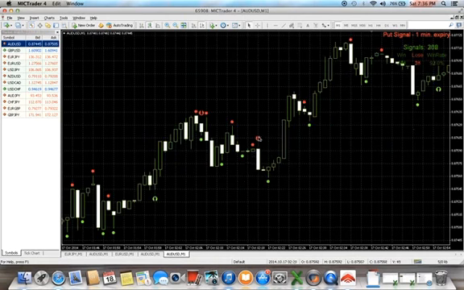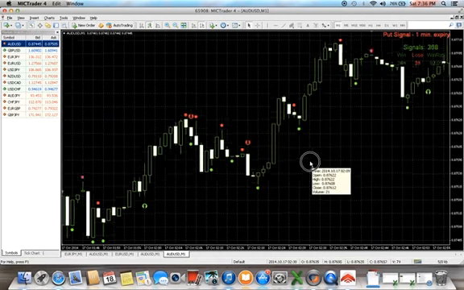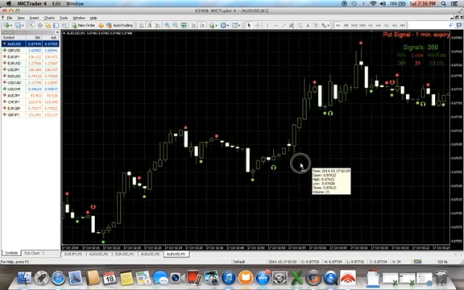Even this is not a possible entry because the previous candle is green, and we do not take sell trades when the previous candle is green. Let's move on further.